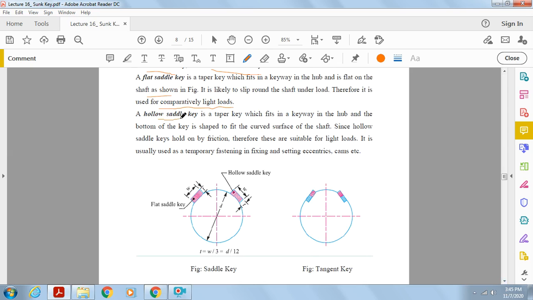And what about the hollow saddle key? It is a taper key which fits in a keyway in the hub, and the bottom of the key is shaped to fit the curved surface of the shaft. Since the hollow saddle key holds on by friction, these are suitable for light loads. It is usually used in temporary fastening and for fixing and setting eccentrics and cams, etc. This is the saddle key.